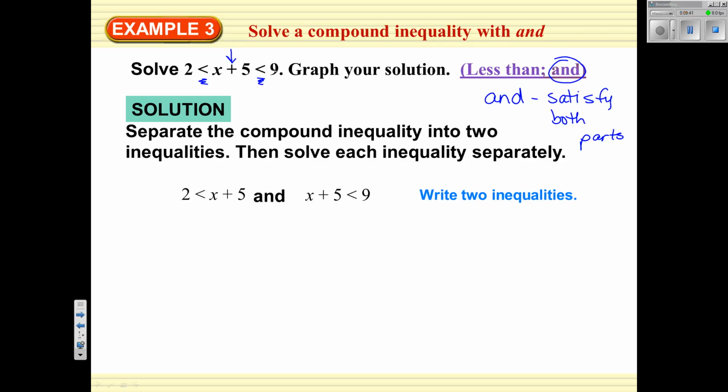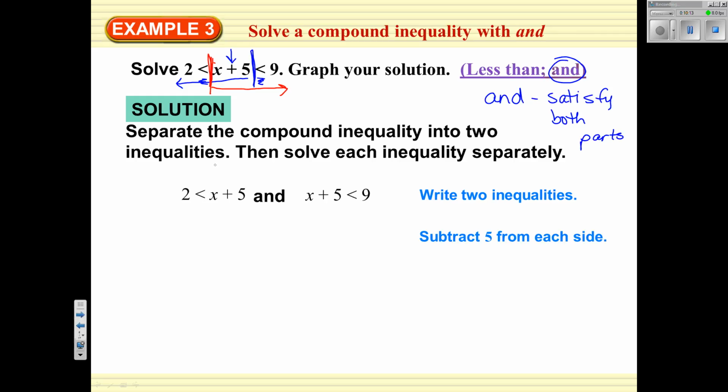separately. So we're going to basically break up an inequality from this side over right here, and then we're going to break the inequality up from this side over and solve from here. Okay, does that make sense? We're going to break it into two separate inequalities. So we have 2 is less than x plus 5, which breaks it up to this blue section. And then we also have the x plus 5 has to be less than 9, which breaks it up into this red section. So we're going to write the two inequalities.